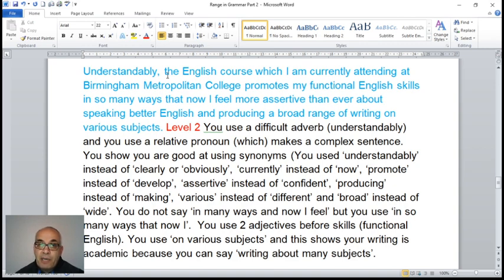Of course, I speak about Birmingham Metropolitan College here, but there are many colleges in Birmingham, and I was a teacher in many colleges in Birmingham. Okay, so now let's look at this one here.